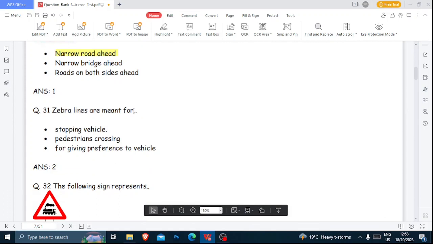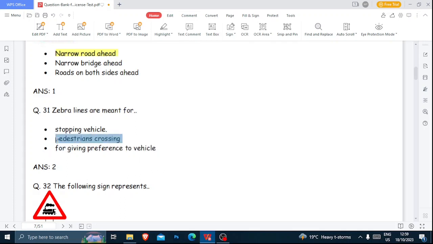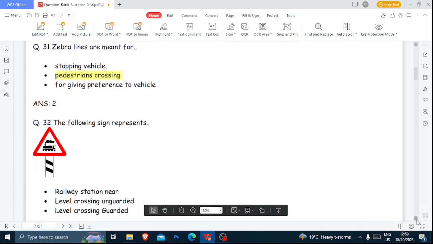Zebra lines are meant for, option A, stopping vehicles. B, pedestrian crossing. C, for giving preference to vehicles. Now zebra lines are what are also called pedestrian crossings, and they are meant for pedestrians to cross. So this one is the correct answer here. Now moving on to number 32.